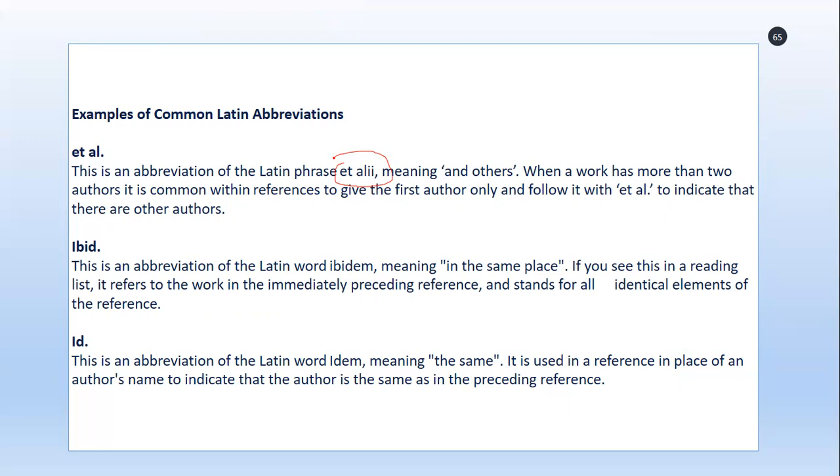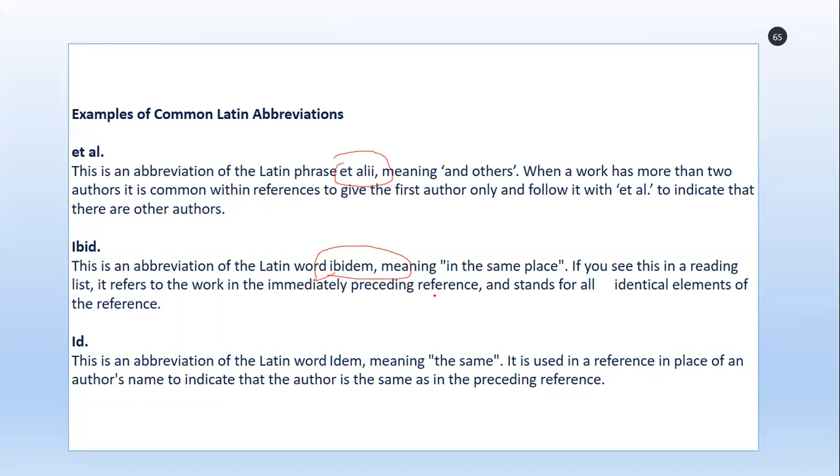Now the next one is IBID. The full name is IBIDEM. That is the Latin word, which tells you that consecutive notes from the same place are cited, and it is used for the references of a second note to avoid the repetition of the whole note. So that's how IBID works, and it stands for identical elements.